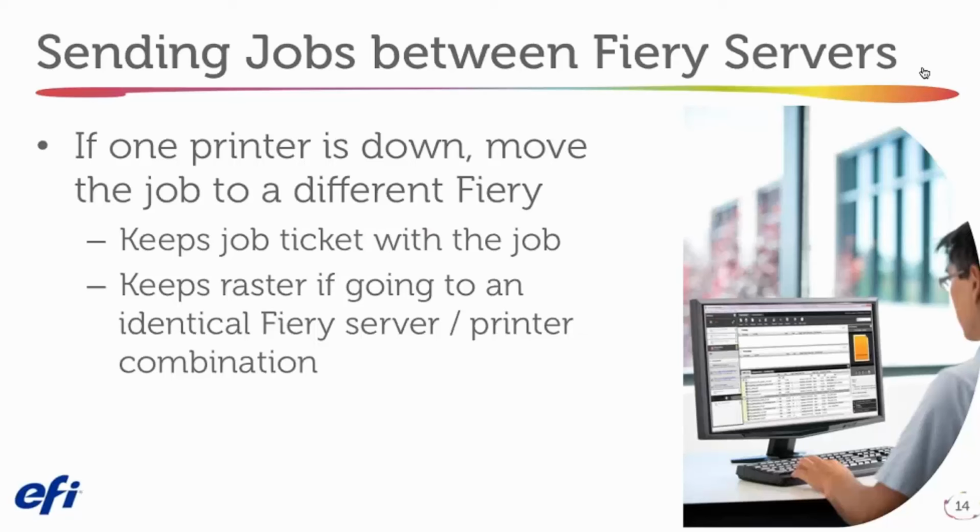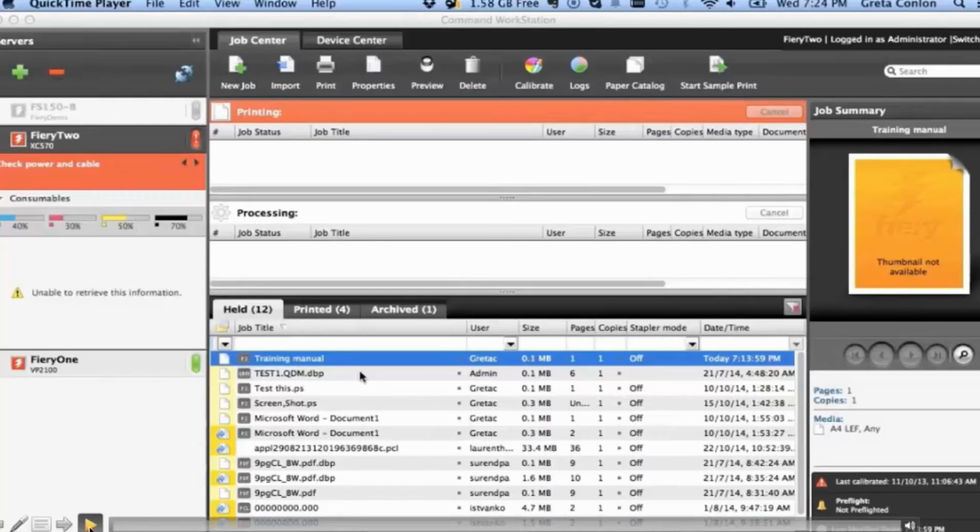Okay, now, if you've got multiple Fiery servers, then you can actually send jobs between the Fiery servers using Command Workstation. If one printer is down, you can move the job to a different Fiery, and it keeps the job ticket with the job, and it keeps the raster as well if it's going to an identical Fiery server and printer combination. So, I'll show you how that works.